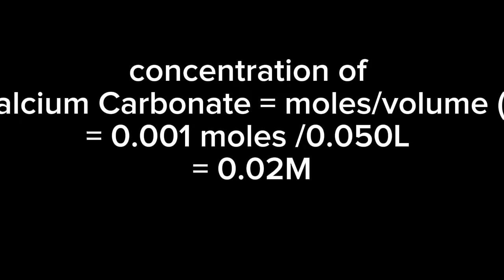From our calculation, 0.001 moles of calcium carbonate will now be divided by 0.050 liters, which is the volume of water used to prepare the calcium carbonate suspension. When you divide 0.001 moles by 0.050 liters, it is equal to 0.02 molar. This is the concentration of calcium carbonate in the suspension.